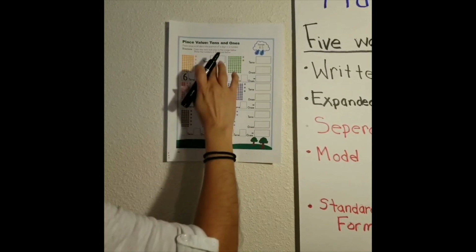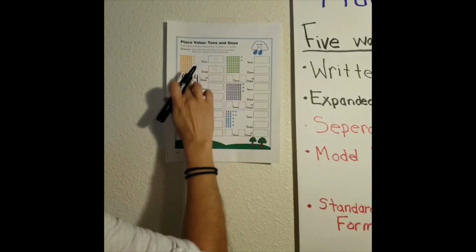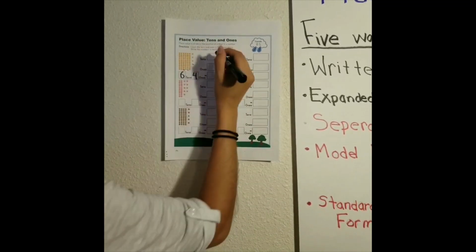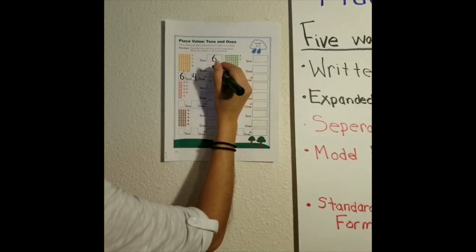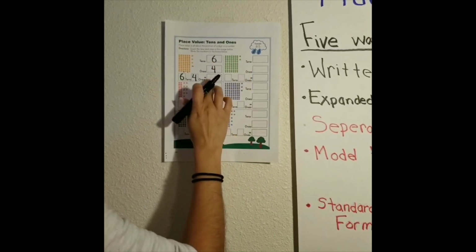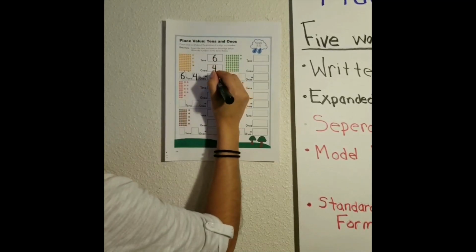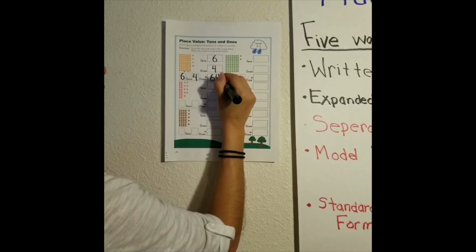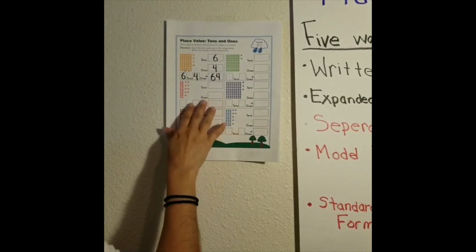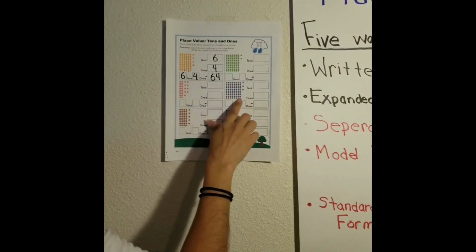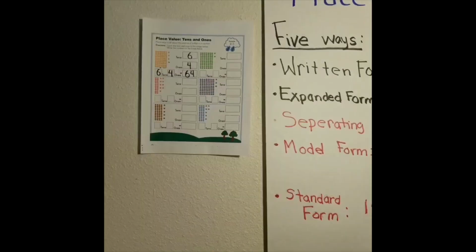Now we're going to go ahead and practice writing our number again. So how many tens do we have? As we go back, remember we have 6 tens, 4 ones, and together, which is going to be standard form, we put the number together, 64. Now we have some other problems here. They're going to have different pictures and different numbers. So let's go ahead and go on to our next one.